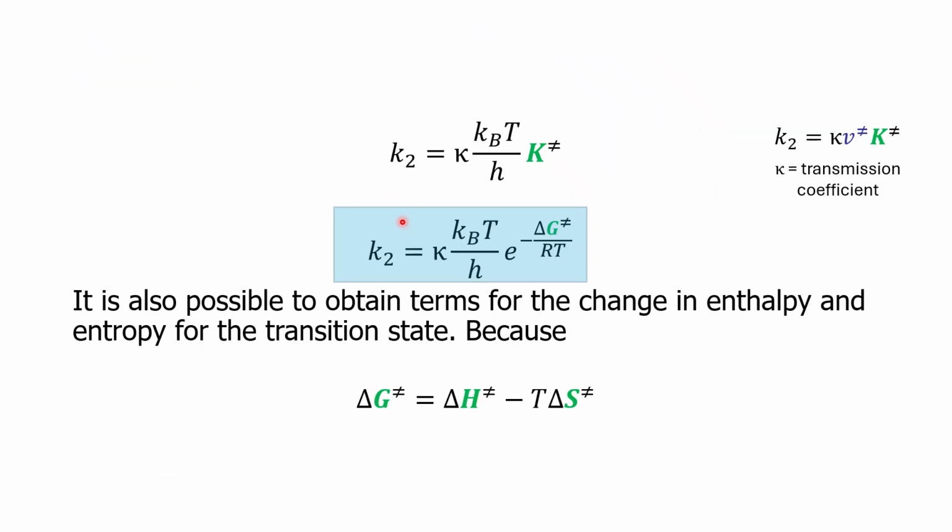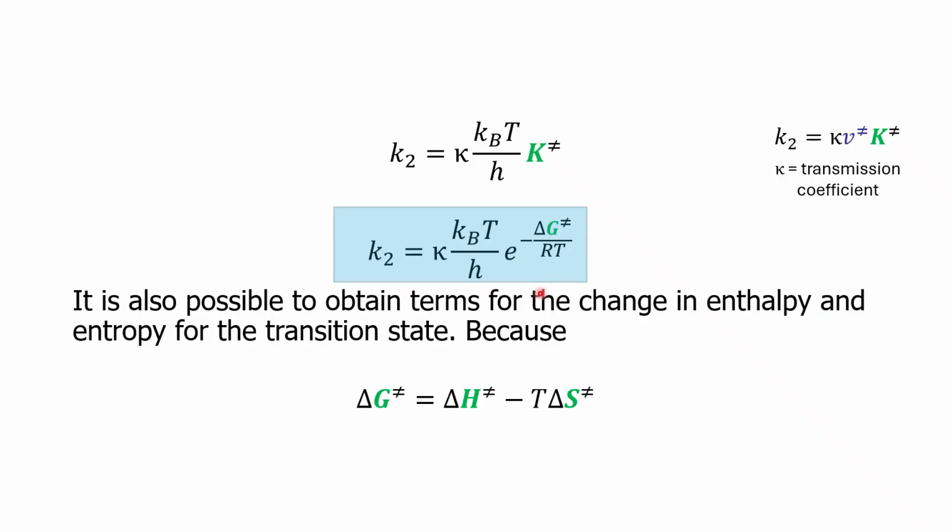Taking our previous rate constant expression, k2 equals the transmission coefficient, multiplied by the thermal energy divided by the Planck constant, multiplied by the equilibrium constant for the activated complex. Now we can substitute this K double dagger with the Gibbs free energy, using the expressions you have seen in the previous slide, where K double dagger equals exp(−ΔG‡/RT).